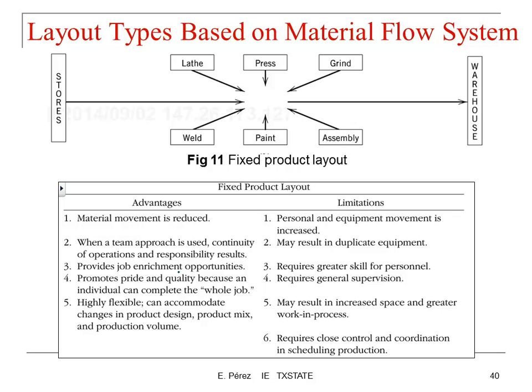In this one, most of the time you have large items, large products, say a big engine or an airplane, something like that. So you have to bring everything to the location of that item. So that's what this is representing. Material movement is reduced. Some of the advantages: provides job enrichment opportunities, and it is highly flexible, can accommodate changes in product design, product mix, and production time. And some of the limitations: may result in duplicate equipment, requires greater skill for personnel, and requires general supervision.